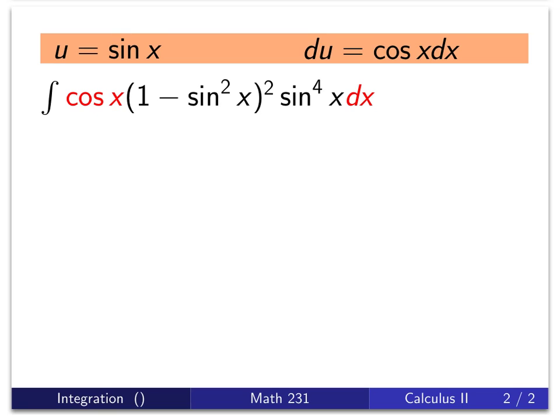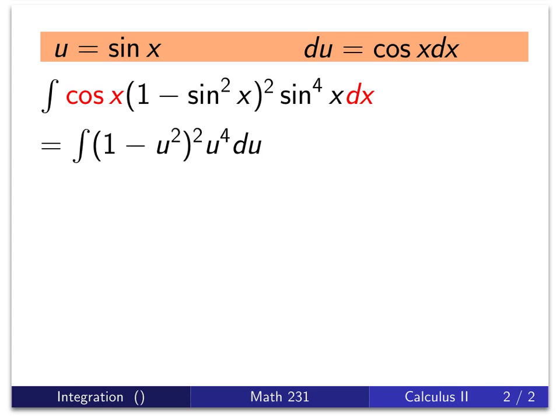We'll let u be equal to the sine of x, du will be equal to the cosine of x dx. So here is my du. The sine squared is going to become u squared. Sine to the fourth is going to become u to the fourth. So this becomes 1 minus u squared squared times u to the fourth du.